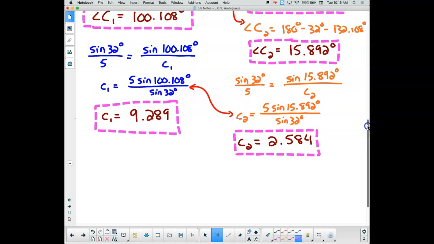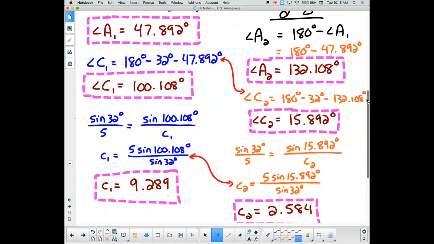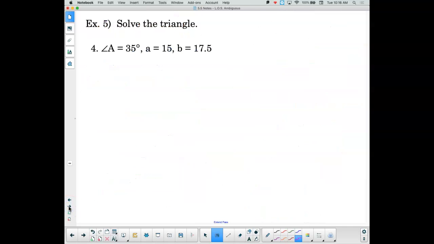Now, oh, look at that. I can't get them all in one. There they are. What I'd like you to do now is to solve that triangle.